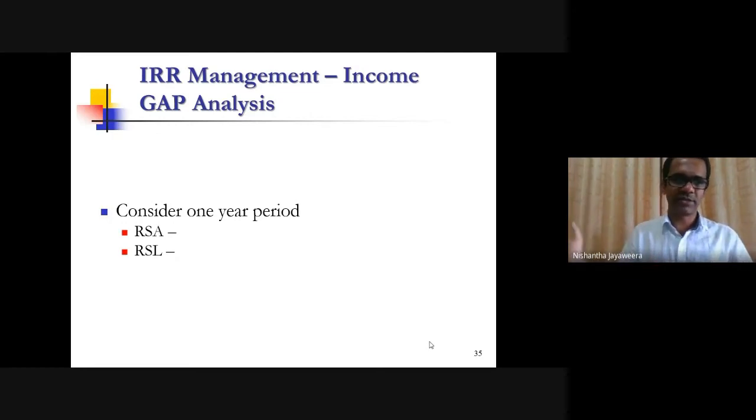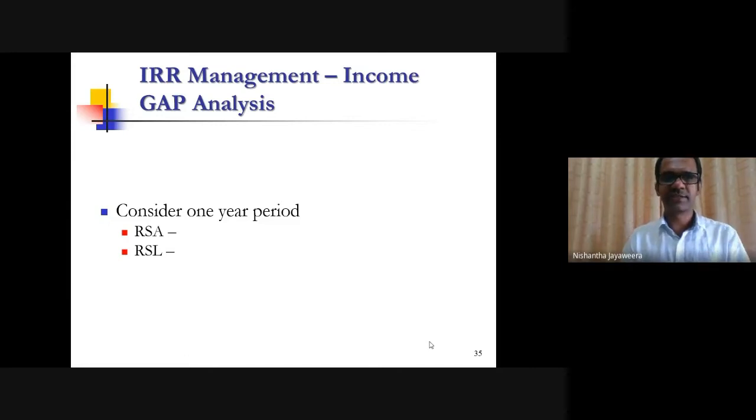Okay. Now think about just a 1 year period. Forget about all other buckets. Assume 0 to 1 year is the period. Now you want to measure or assess what would be the impact on the net interest income.